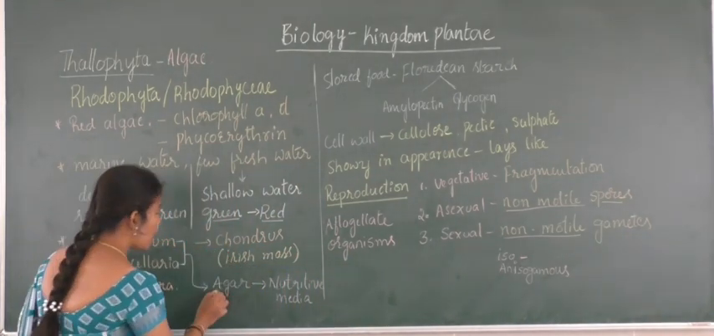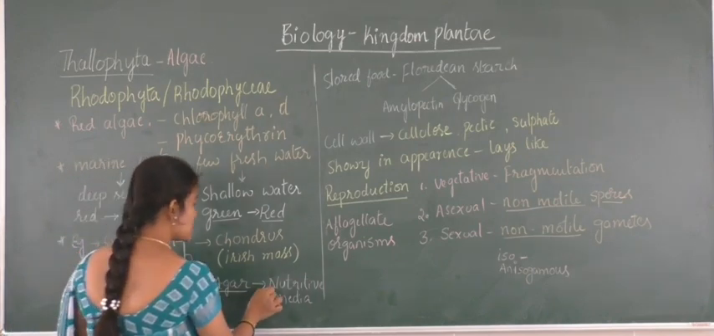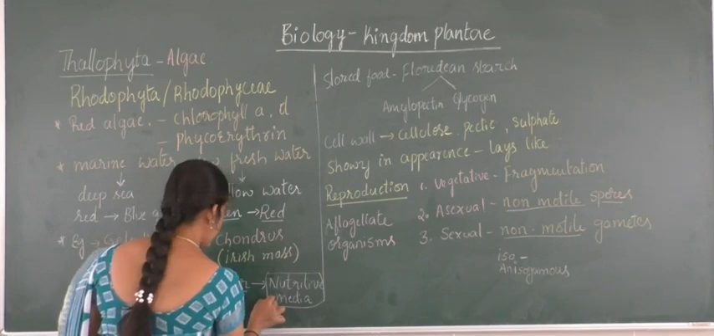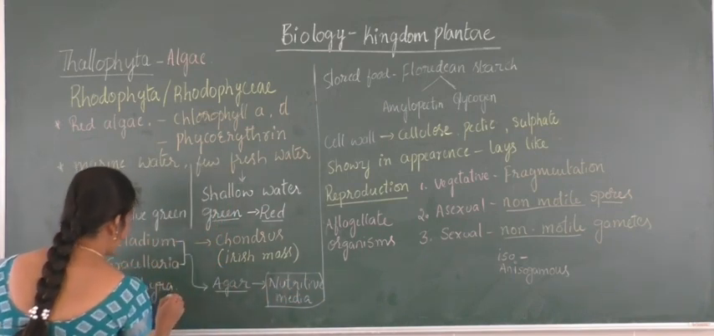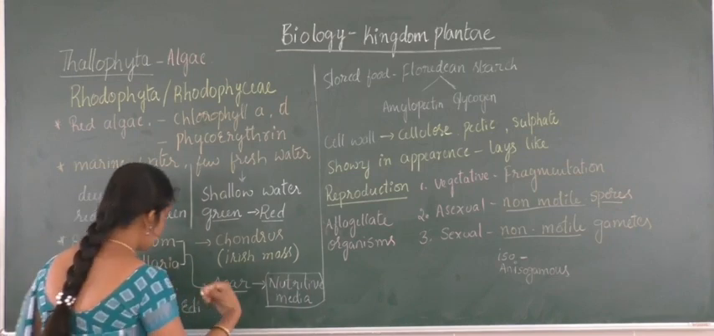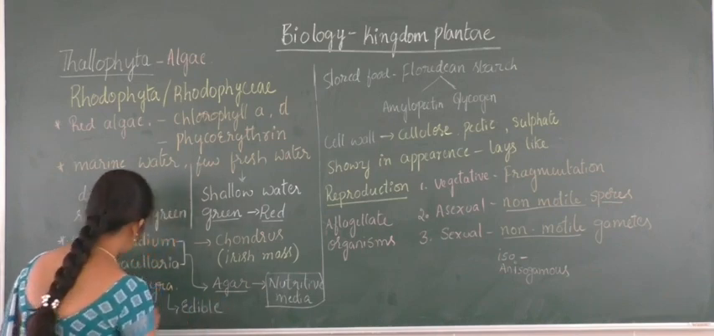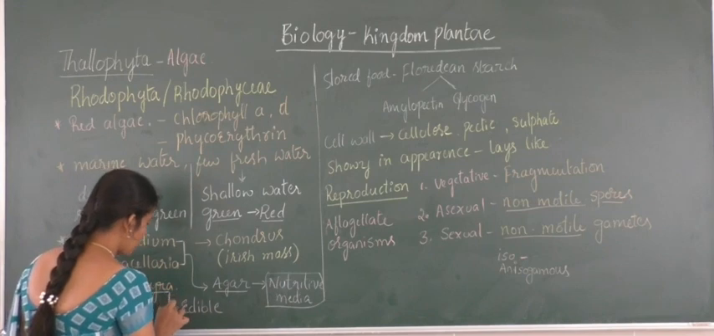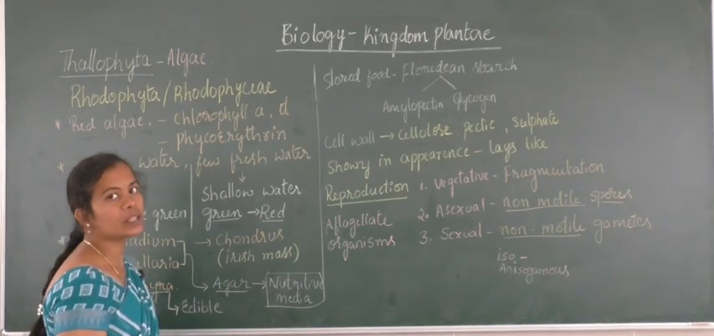So here agar is obtained from Gelidium and Gracilaria. It is helpful for the preparation of nutritive media. This is one economic importance. And next, due to the presence of edible property, which can be taken as a food, which one? Porphyra. So this is considered an edible component, which helps in the extraction of different oils and proteins.